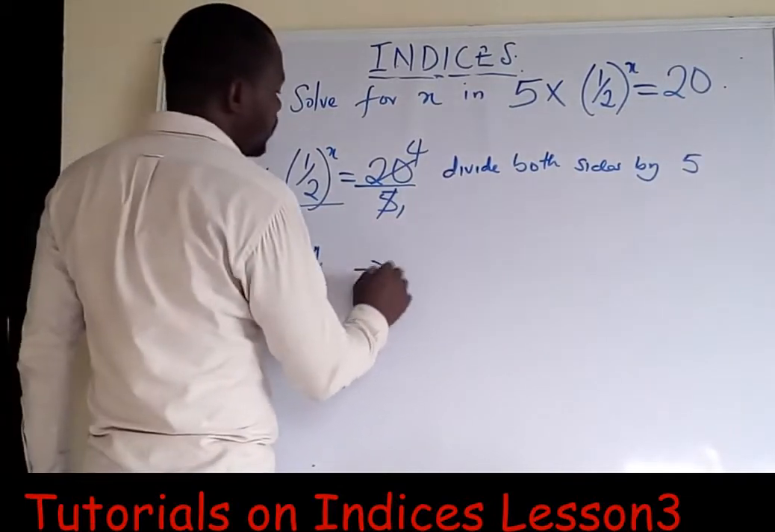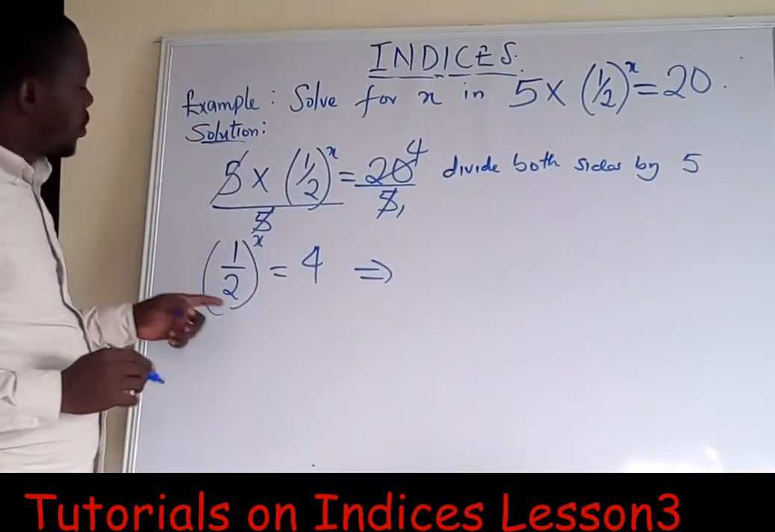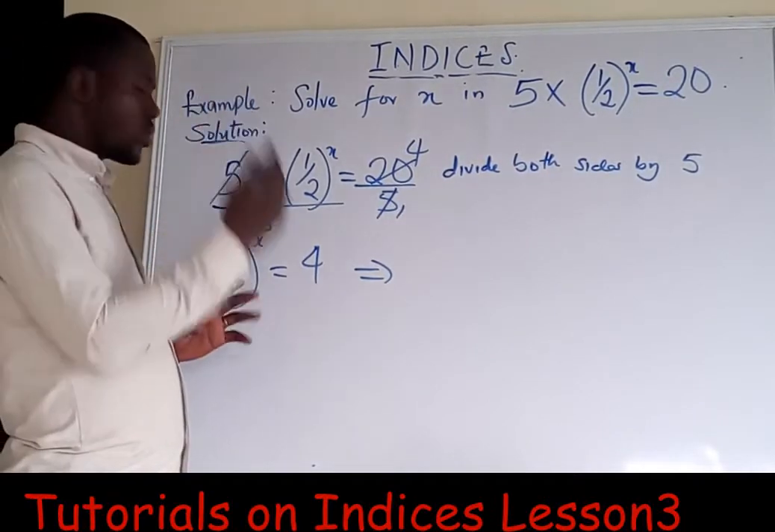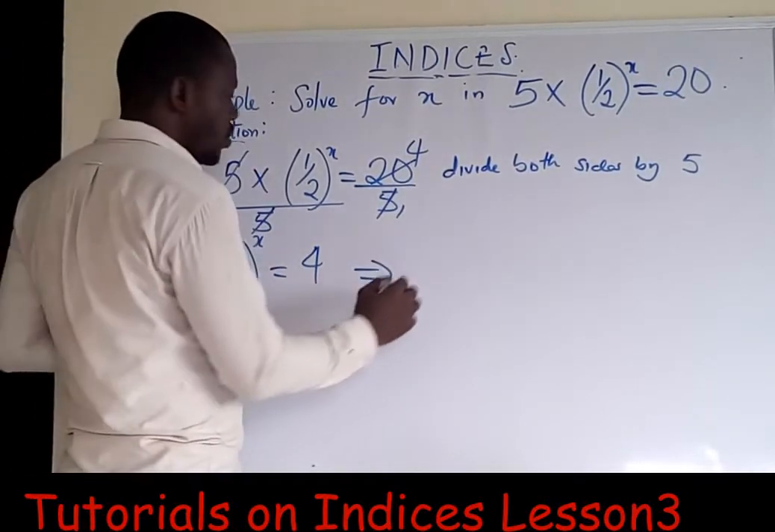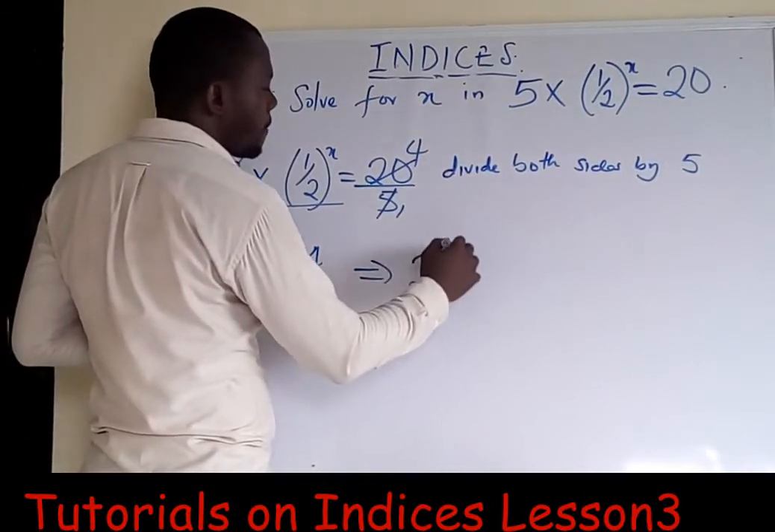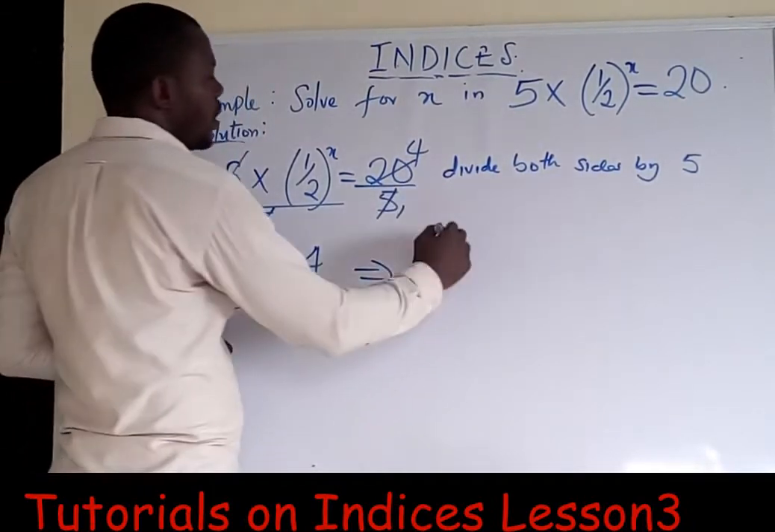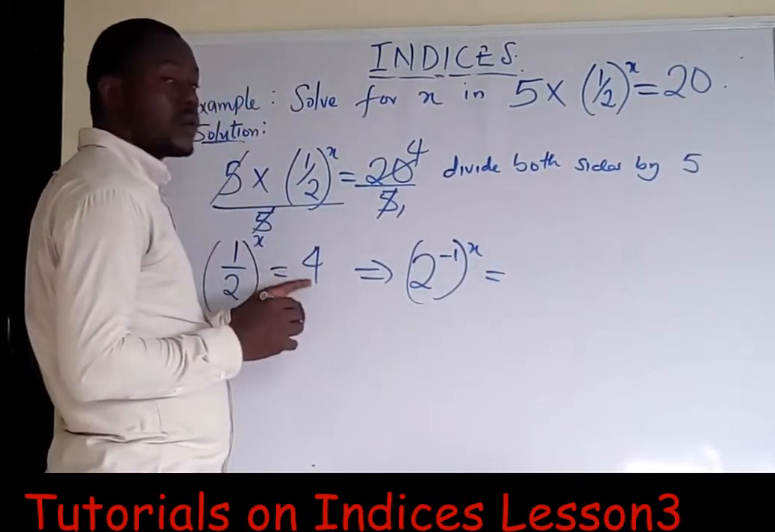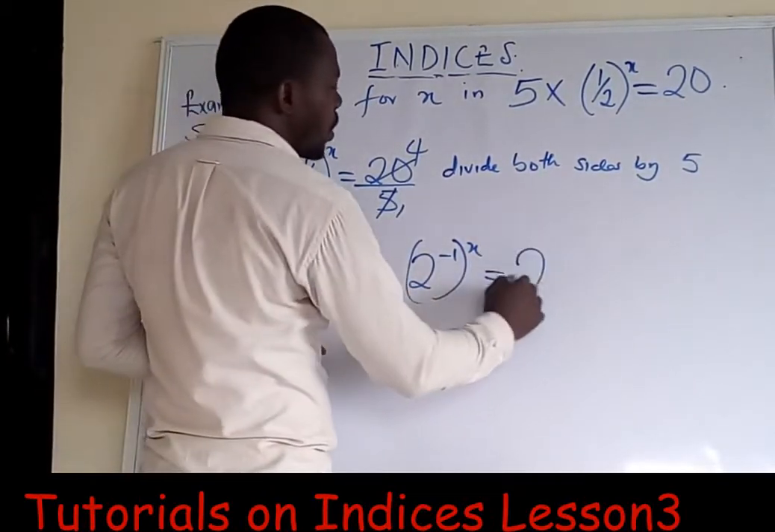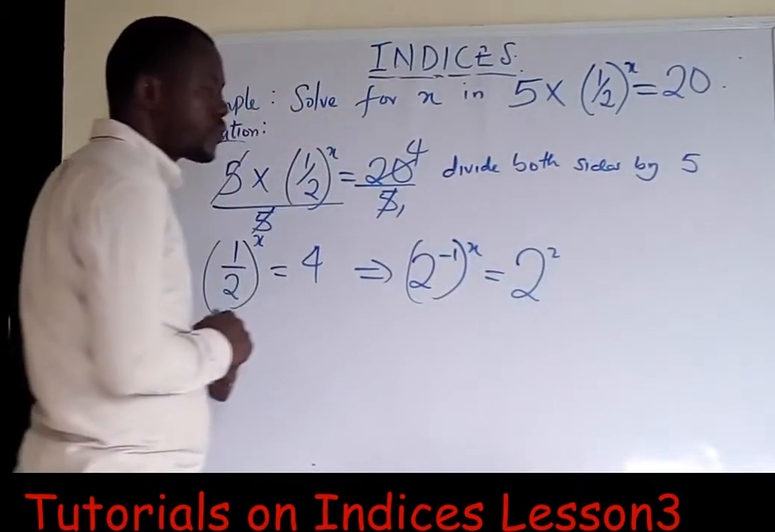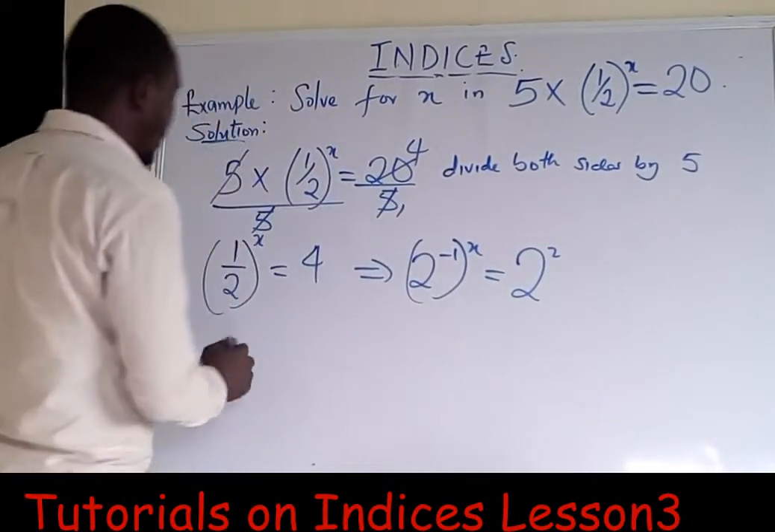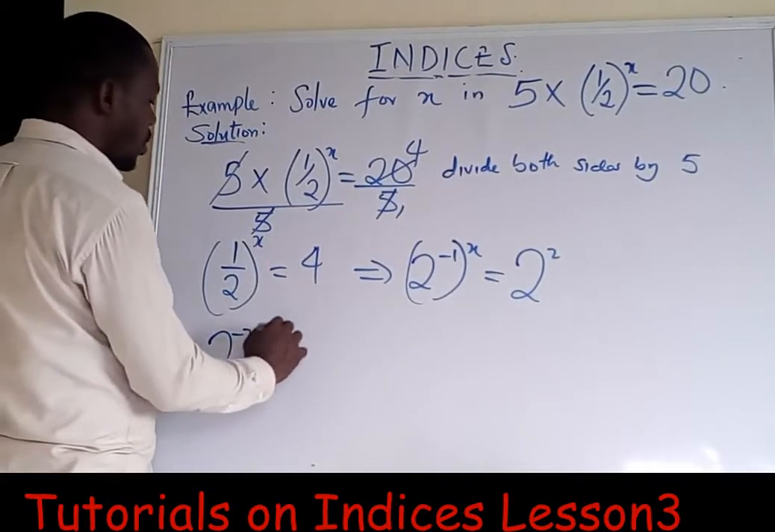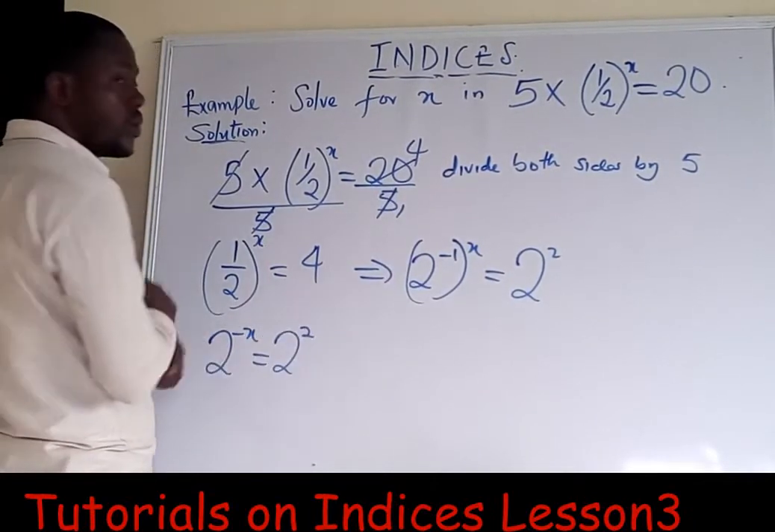And from there, I want to restructure this one, I want to transform it to something raised to the power something. So this one I can write 1 over 2 as 2 raised to the power minus 1. And everything x equals to, I want to write 4 as 2 raised to the power 2. So let me open the bracket now and I have what? 2 raised to the power minus x equals 2 raised to the power 2.